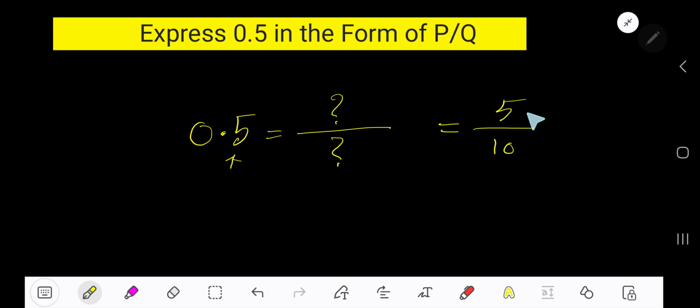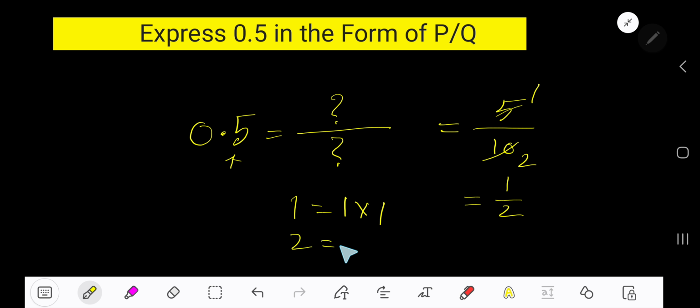So this 5 is divisible by 5, and this 10 is divisible by 5. If you divide this 5 by 5, you'll get 1. If you divide this 10 by 5, you'll get 2. Basically, you are getting 1 over 2. 1 times 1 equals 1 and 1 times 2 equals 2.